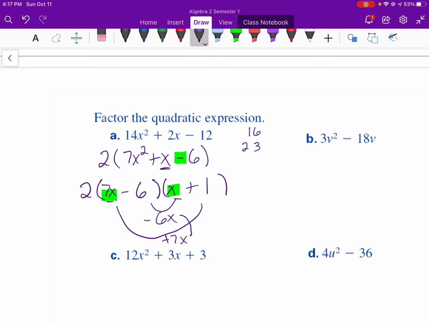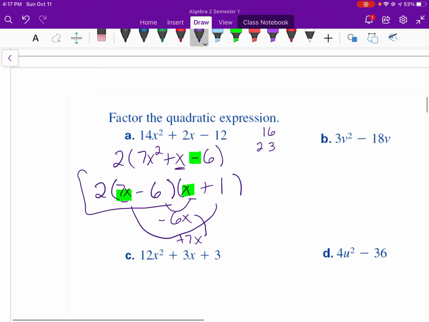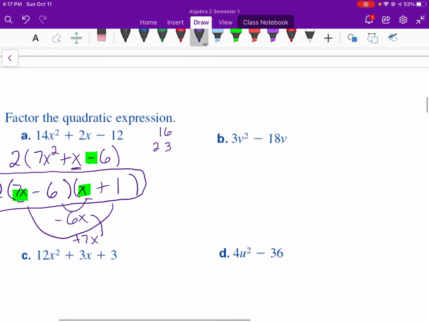Okay, now it's positive and negative. Now we have finally fully factored our quadratic. So again, the more you do this, the better you're going to be able to see that combination of numbers and variables. Okay, so next one, again, greatest common factor.